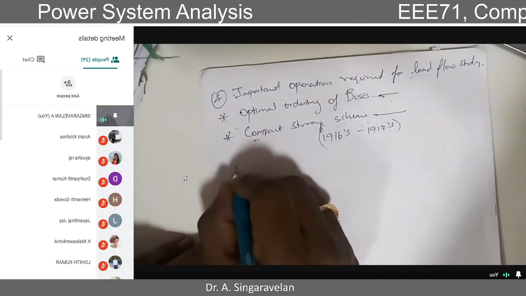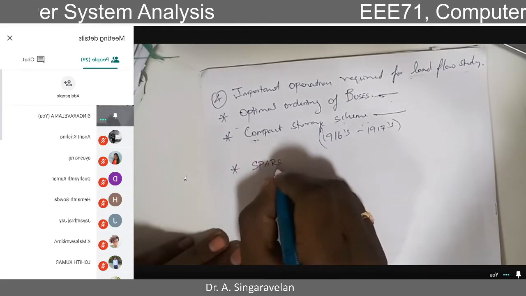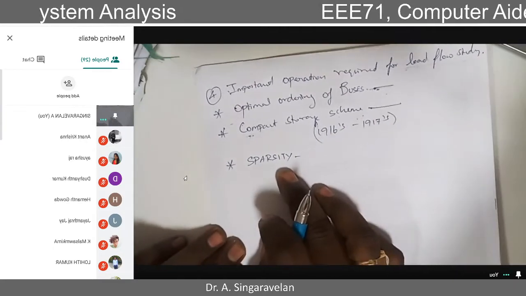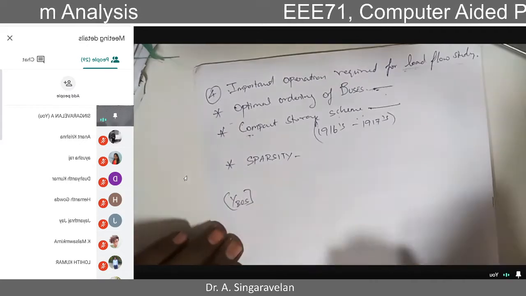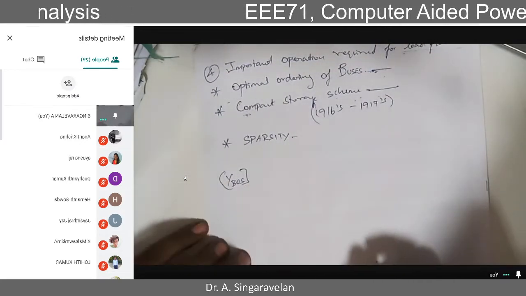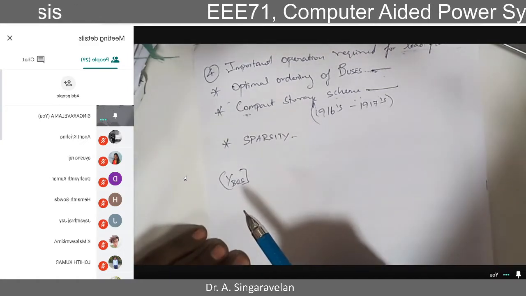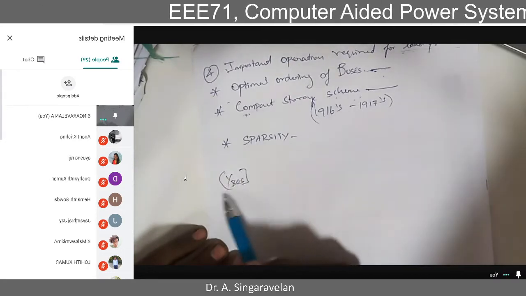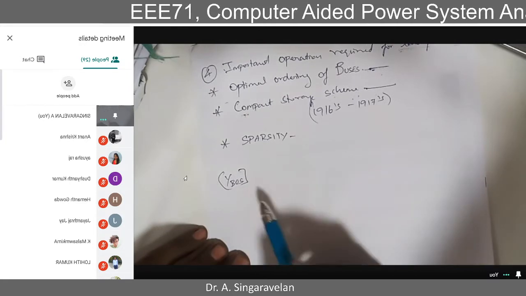And the third thing is sparsity. What is the importance of sparsity? We know that this Y-bus matrix is a sparse matrix. What is meant by sparsity? Can anyone recall? I explained what sparsity is in the previous class. Can you explain what sparsity is? Why is this Y-bus more sparse, but Z-bus is not that much? Any idea?